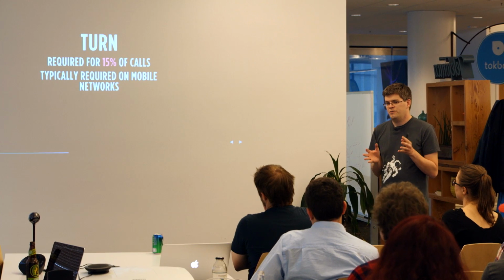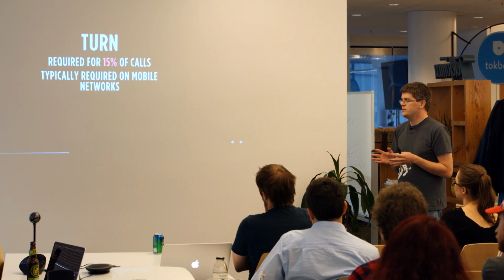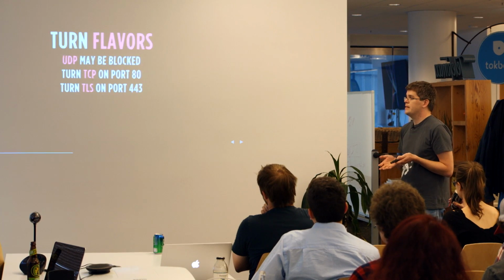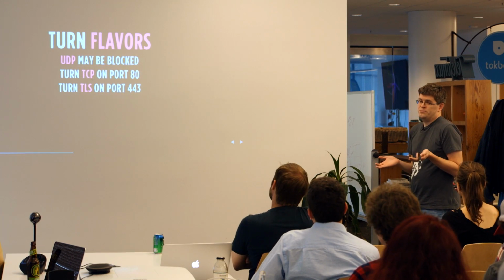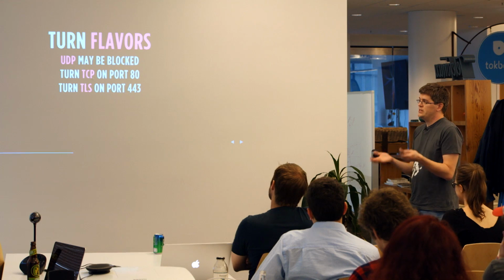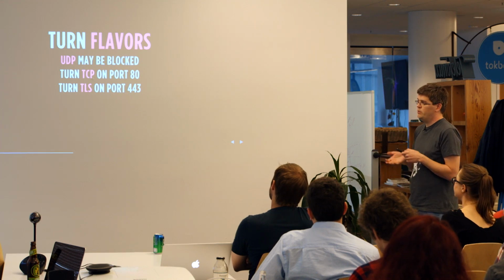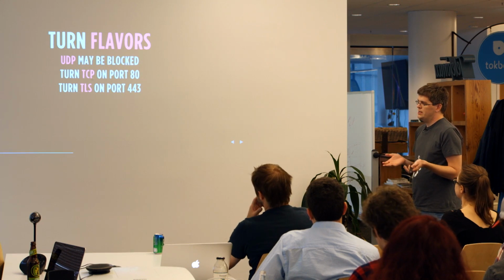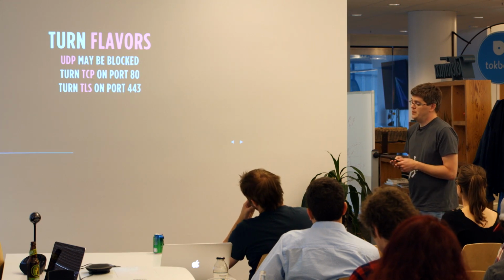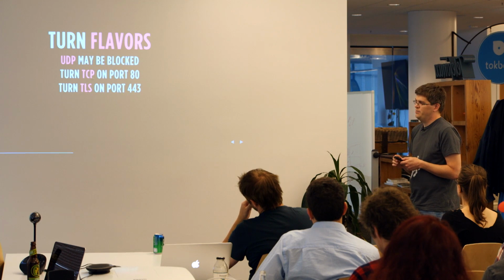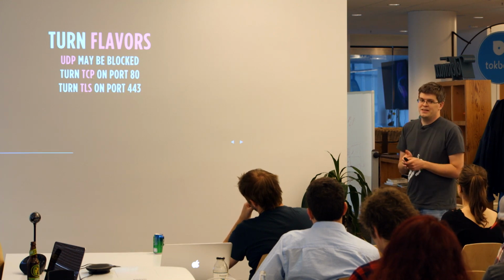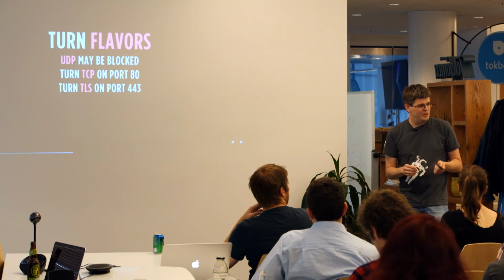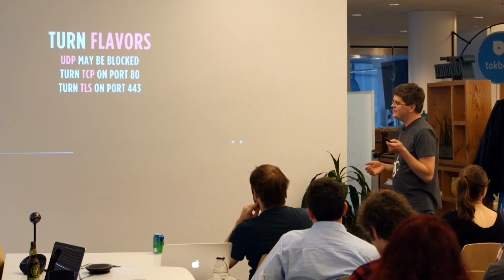So it's required for about 15% of the calls, and typically more if you have mobile clients. And there are different flavors, because UDP may be blocked in some enterprise networks. So you have TURN TCP, which you can run on port 80 usually, and TURN TLS on port 443. Some people even like running TURN TCP on port 443. Gustavo says there are not many proxies which disallow that.